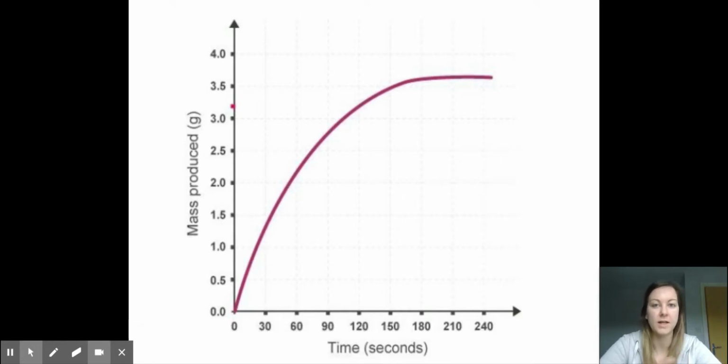Last question then asked us what is the relative rate at 150 seconds. So we don't really need to use the graph for this question, because remember, relative rate is calculated by doing 1 divided by time. So we have 1 divided by 150, which is 0.006, and remember our units are s minus 1.